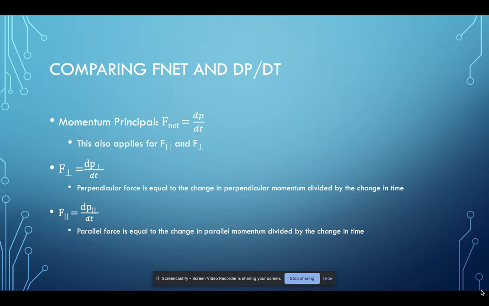So comparing F net and the change in momentum over change in time, as we know, the momentum principle says F net equals dp dt, and this also applies for F parallel and F perpendicular. So F perpendicular is equal to the change in perpendicular momentum over change in time, and F parallel is equal to the change in parallel momentum divided by the change in time.